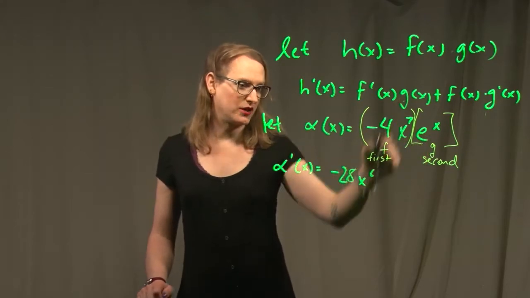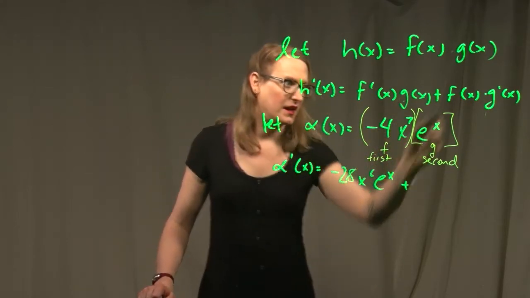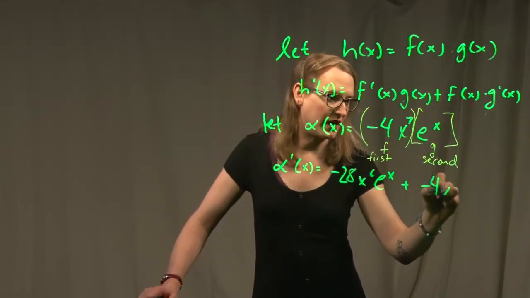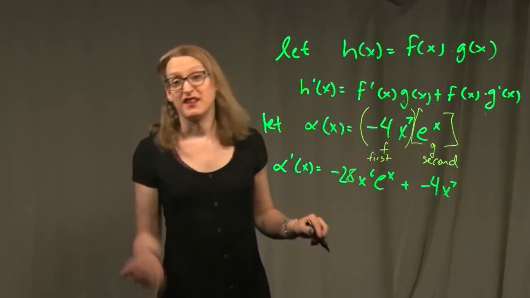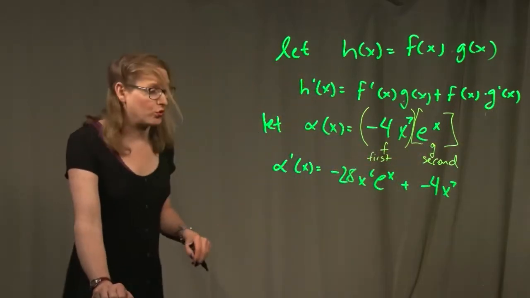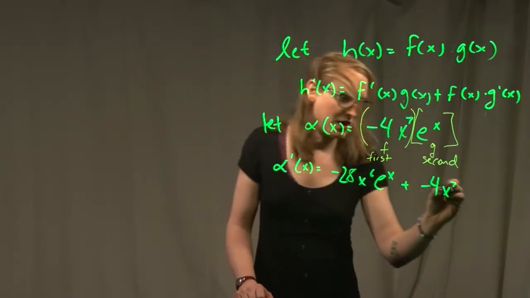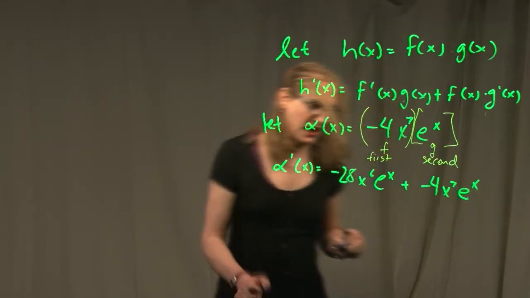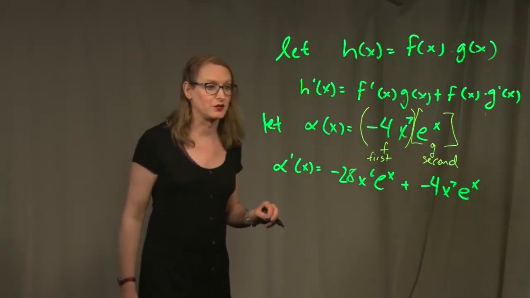Times the second, g of x, unmodified, e to the x, plus f, unmodified f, minus 4x to the 7, g prime at x. Well, e to the x is this super cool function. And the thing that is so super cool about it right now is that its derivative is the same thing as the thing you started with, e to the x. So it doesn't really look like I took a derivative there, but most assuredly I took a derivative.